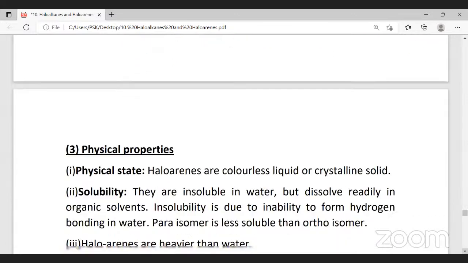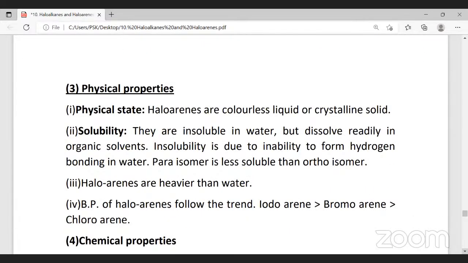The next one, physical properties. What are the physical properties of haloarenes? Haloarenes are colorless liquids or crystalline solids. They can be a liquid or a solid. They are insoluble in water, but dissolve readily in organic solvents. Why are haloarenes insoluble in water? Because of their inability to form hydrogen bonds with water. The para isomer is less soluble than the ortho isomer. Haloarenes are heavier than water.